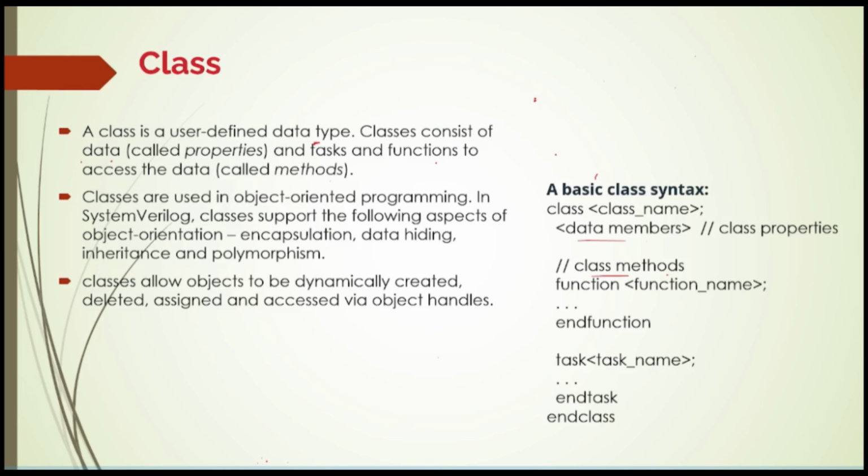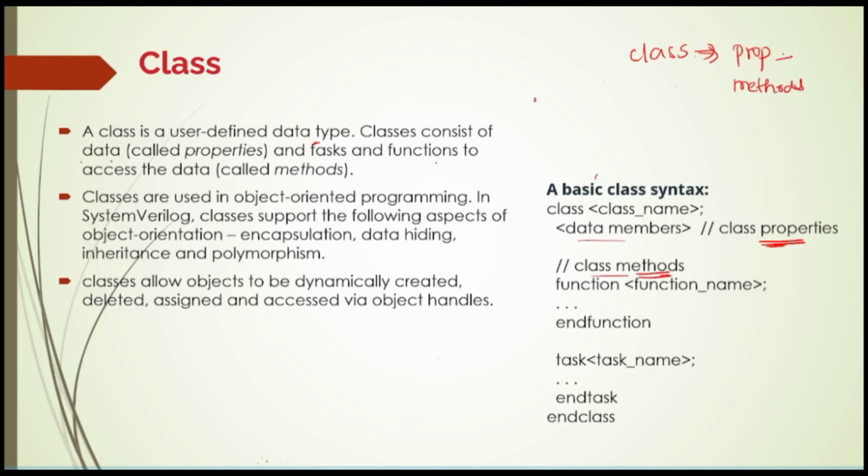So the class in System Verilog consists of two categories. One is called class properties and the second one is called class methods. Okay, so what are these properties and what are these methods? Basically, when you are writing any class in your System Verilog test bench, every class consists of two things. One is properties, another is methods.